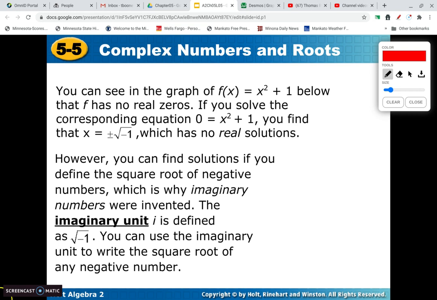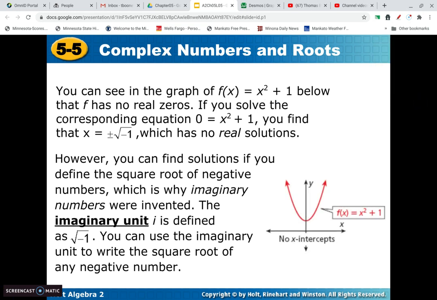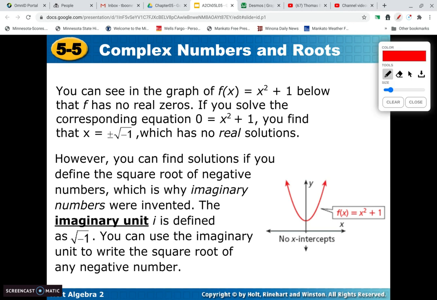Look what happens if you try to graph x squared plus 1. Let's see what happens here. Well, you'll notice that it just moves it up 1, and so we don't really have any zeros. So, there's no solutions. So let's try solving that a little bit algebraically.